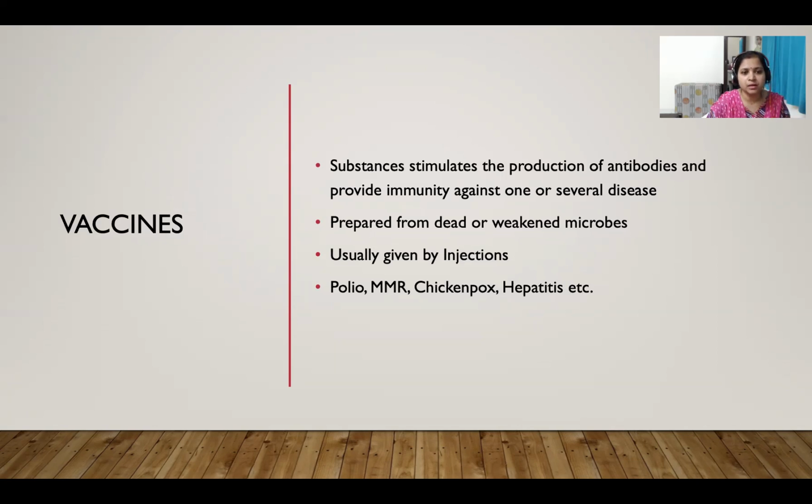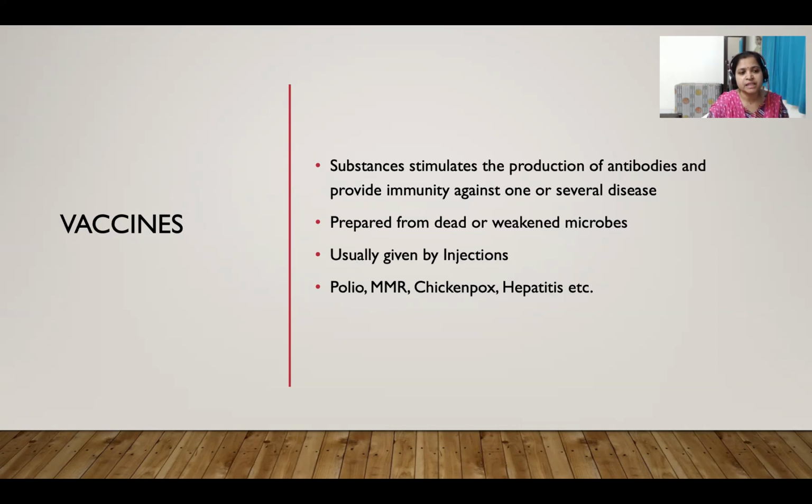So they can be given as injections or by drops. For example, pulse polio is given as drops. Some of the vaccine examples are polio vaccine, MMR, chickenpox, hepatitis. If we take the vaccine or do the vaccination in time, vaccination means administration of vaccine. Okay, so if vaccination is done, then we can avoid certain kinds of diseases.